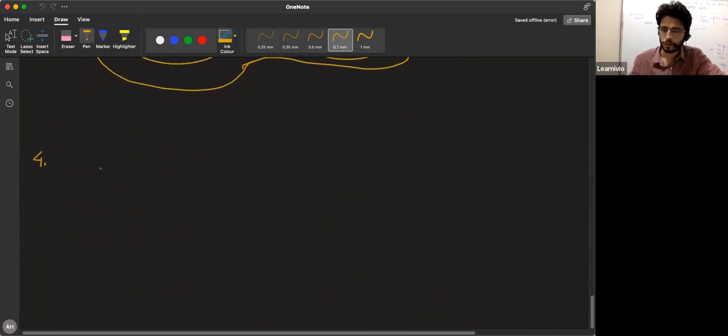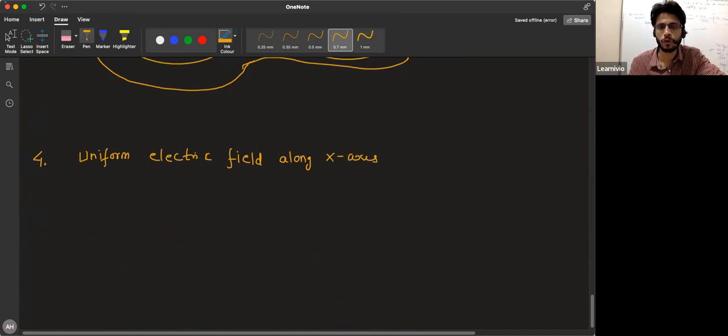Fourth part. So in the fourth part, we have a uniform electric field along the x-axis. Uniform electric field along the x-axis. Alvia, what is a uniform electric field?